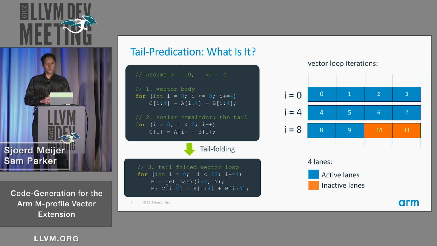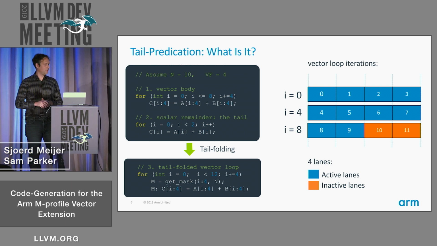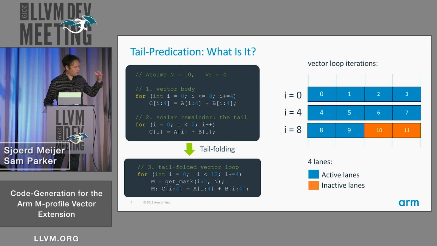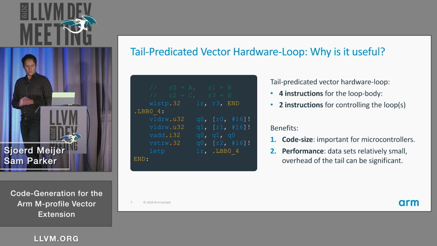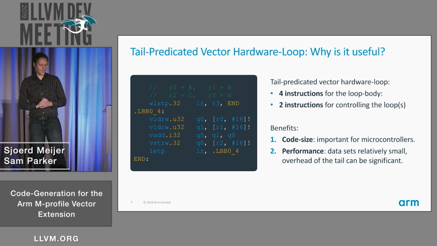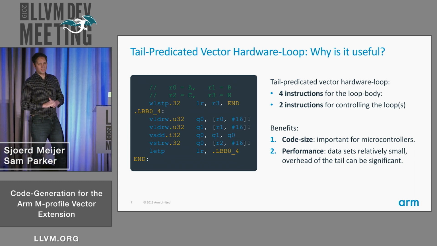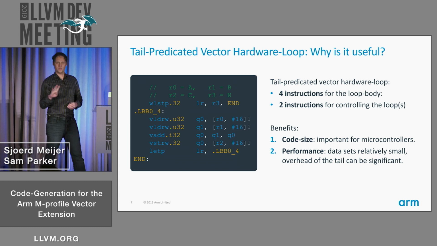Once we have the tail folded loop, that is kind of the basis for everything. This is kind of the start to generate eventually a tail predicated vectorized hardware loop. This is the loop form that we are aiming at. And that allows us to generate this. This is the actual code that we would like to generate. Again, ignore the assembly code, it's unimportant. The main observation is that this is real code, only 6 instructions, 4 instructions for the loop body.